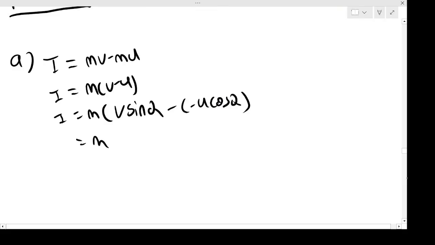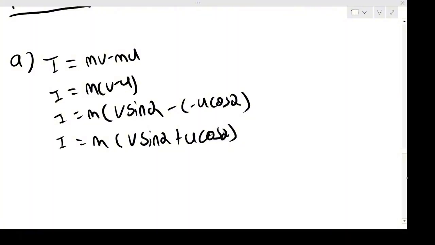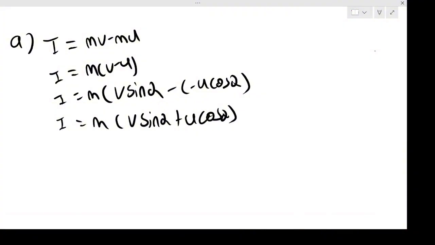So it becomes a double negative. So we get v sine alpha plus u cos alpha. Very tricky, very fiddly algebra here. A lot of letters going around, but hopefully you're happy with this. Hopefully you're with me here. So I can't do anything more here.